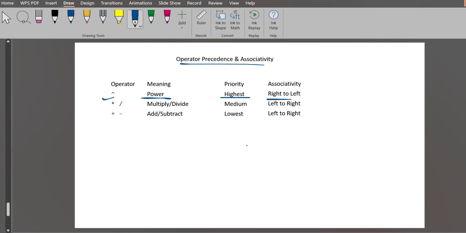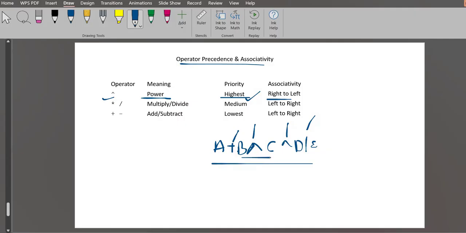What does that mean? I am writing a plus b exponential c exponential d divided by e. This is the expression, and these are the operators, four operators. Now you have to check which one we have to solve first. Exponential has the highest precedence, so this will be solved first. But there are two exponentials. So which one will you solve first? It will go right to left actually.